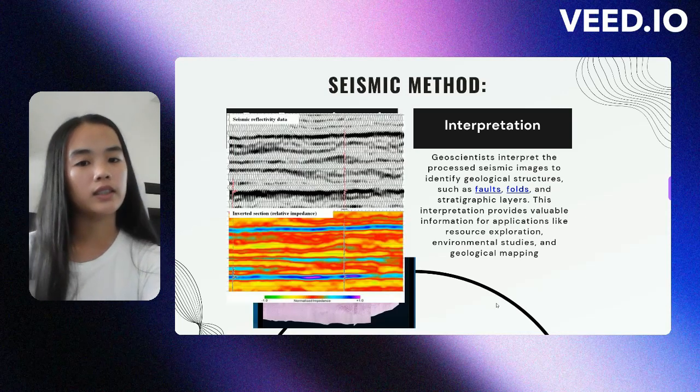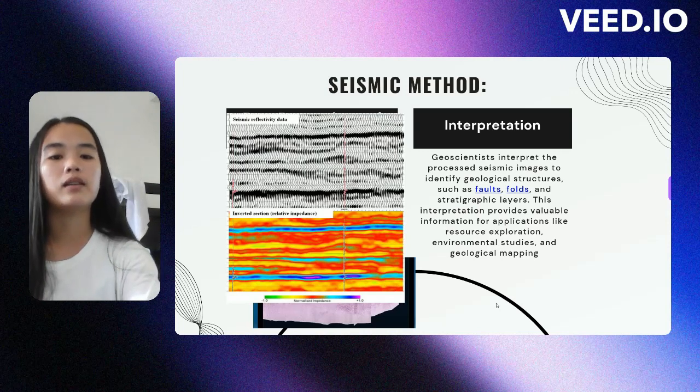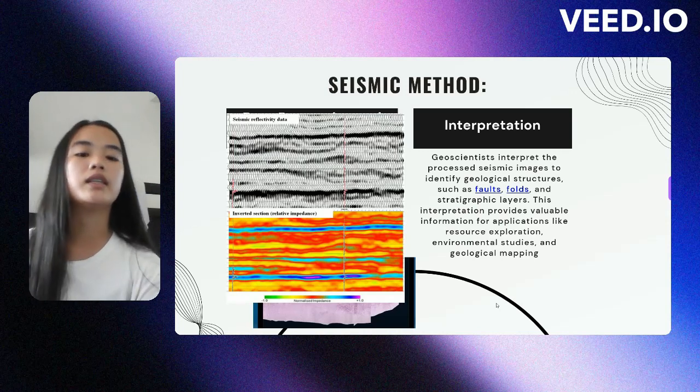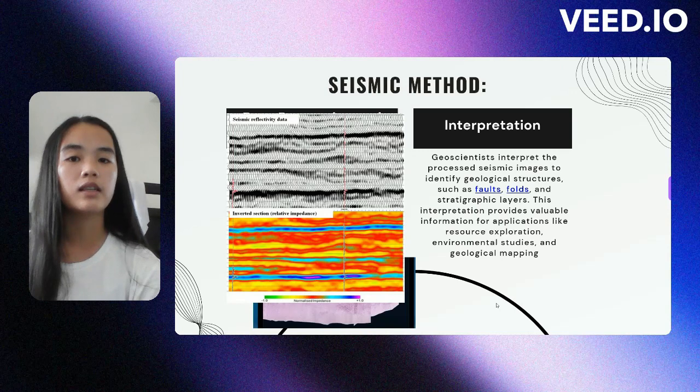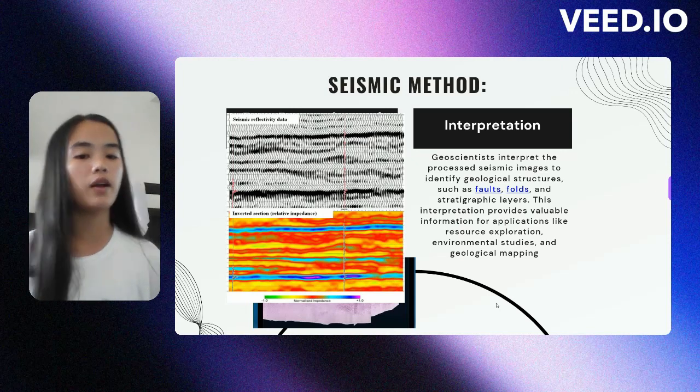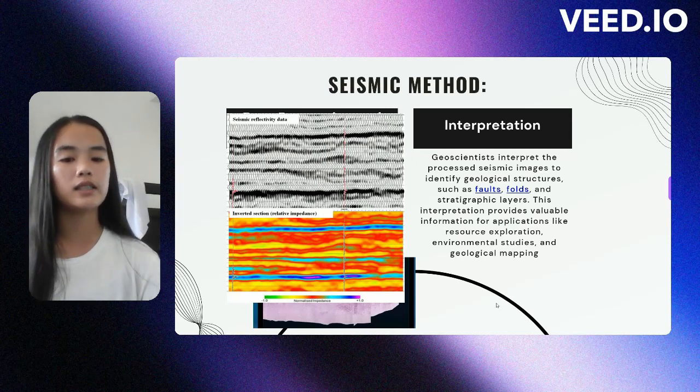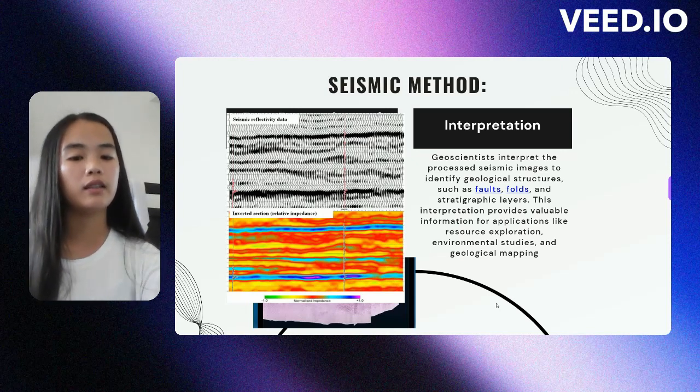For the interpretation, geoscientists interpret the processed seismic images to identify geological structures such as faults and folds and stratigraphic layers. This interpretation provides valuable information for applications like resource exploration, environmental studies, and geological mapping.